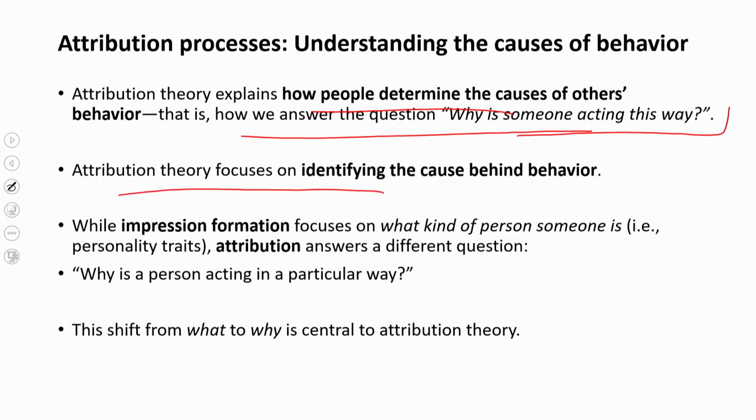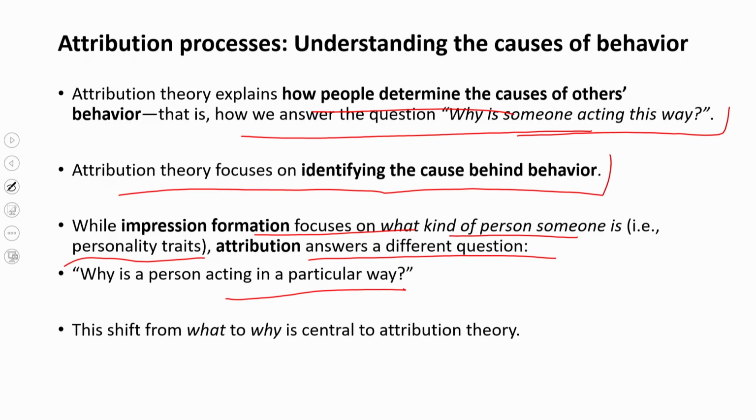Attribution theory focuses on identifying the causes behind behavior. Impression formation focuses on what kind of person he or she is, the characteristics of the person, trying to judge personality traits and so on. Attribution answers why this person is acting in a particular way. So, we try to find the causes of behavior in attribution. The question focus here is why, and in impression formation the focus is on what kind of person. Here it is why the person is behaving the way they are behaving. That is called the attribution process.